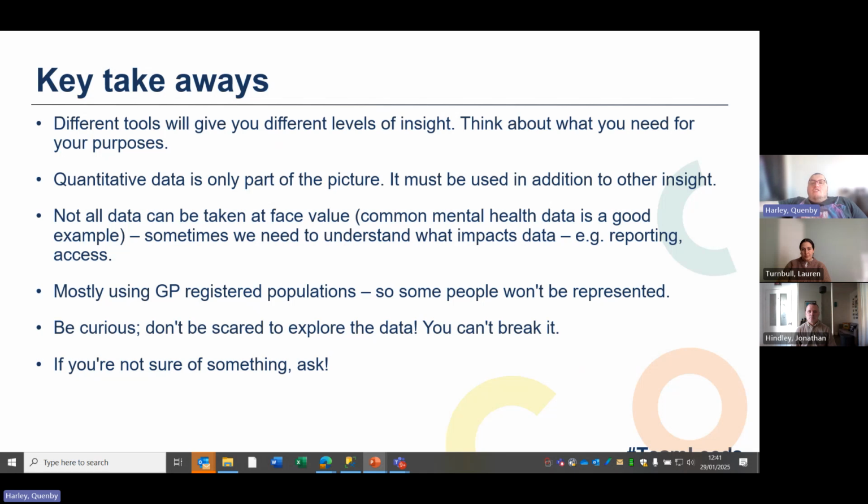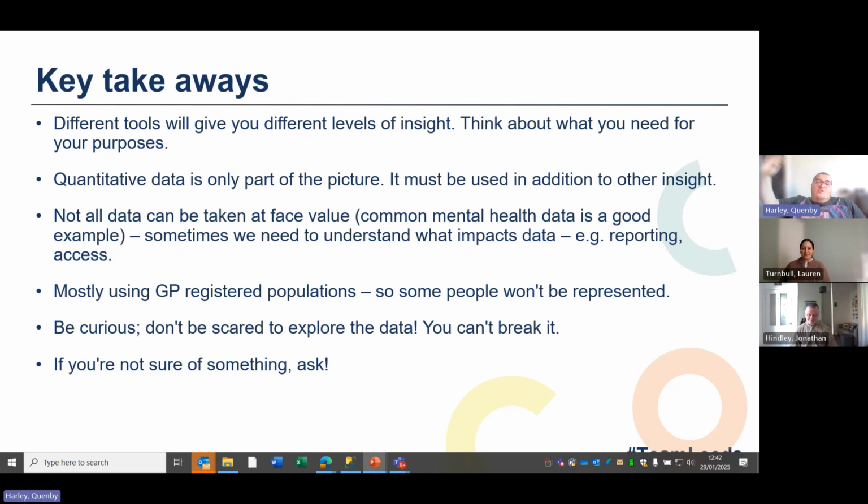That being said, don't be scared of data. There's sometimes this idea that you have to be a maths genius or a professional analyst to be able to understand data at all. It's really not the case. Data should be part of a lot of different people's work, and don't be scared to explore it. The worst that's going to happen is you're going to get confused. It's not the end of the world. You're not going to break anything.